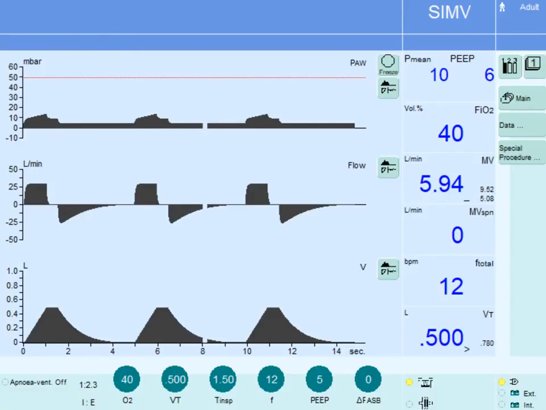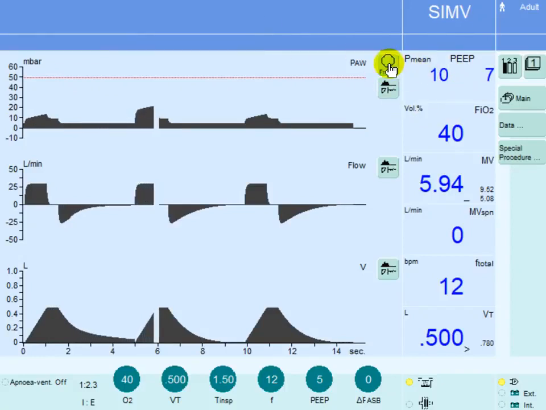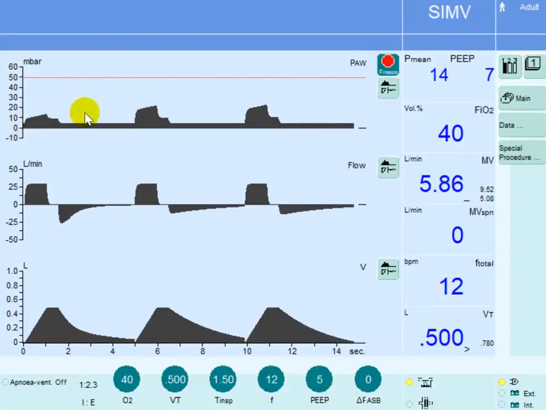Now, if the resistance is increased, I will wait for the first one to appear, and then we'll increase the resistance. Now the resistance is increased. What you will see here is, and I will freeze it for you, you can see how the initial rise in the pressure remarkably increased compared to the previous breath. This is again the pressure required to overcome the airway resistance.